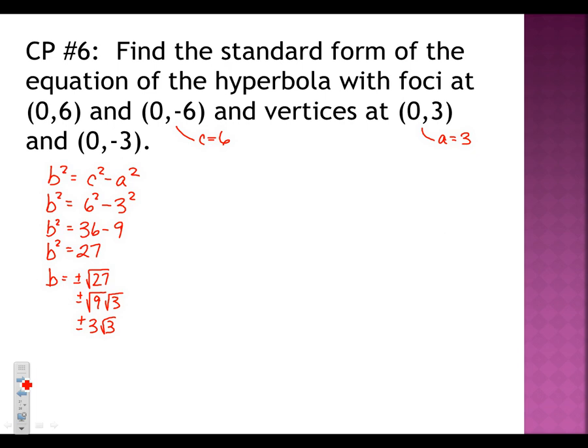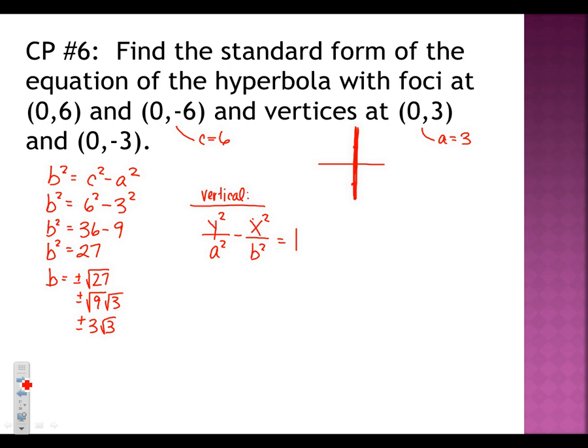So in our problem here, give yourself a really quick sketch to figure out vertical versus horizontal. Your vertices are (0, 3) and (0, -3). So this has to be the transverse axis, so this one's going to be a vertical one. So the format that we're going to use is y squared over a squared minus x squared over b squared equals 1.